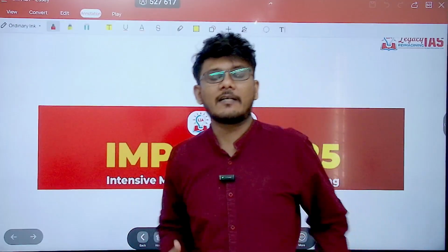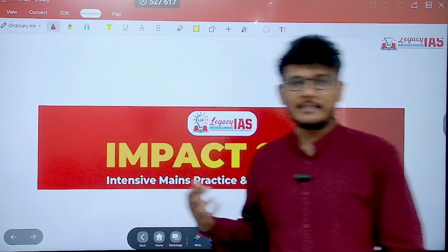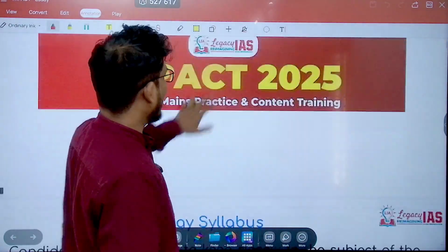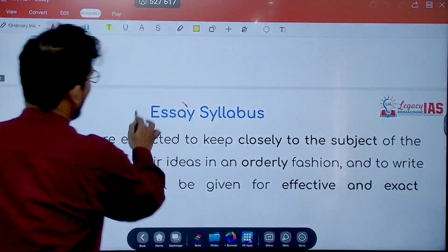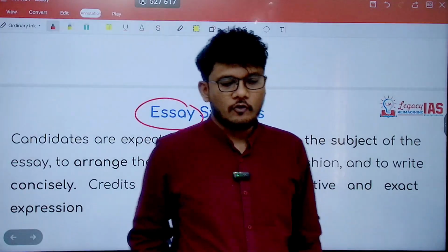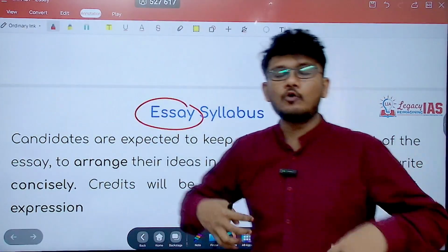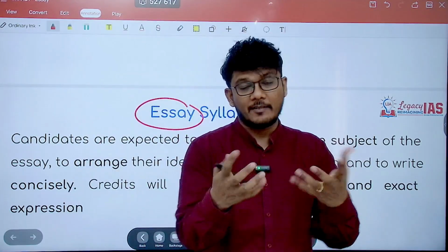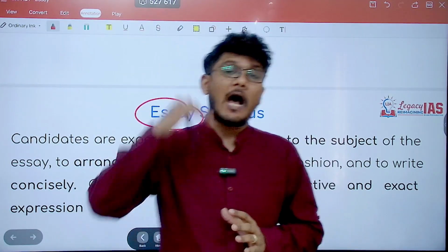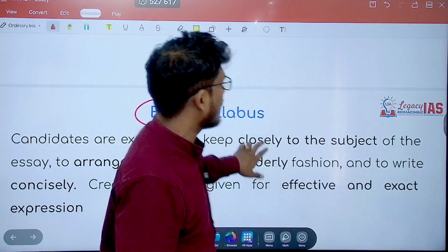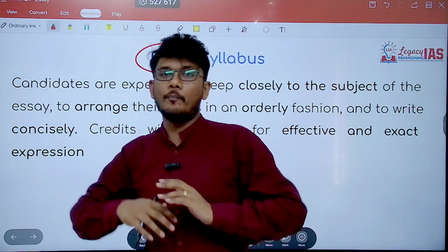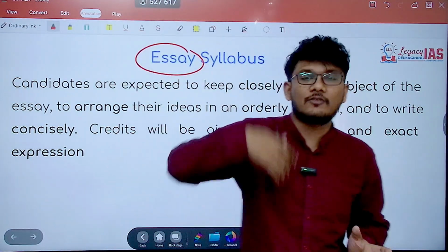So we will be continuing with our impact series, and in this session we will start by discussing the essay paper. Alright, so here we'll be ensuring how to improve our essay writing. See, essay is a paper wherein it's a high risk, high reward paper. Now why do I say that? The marks in essays can go beyond 150, 160, so on and so forth.